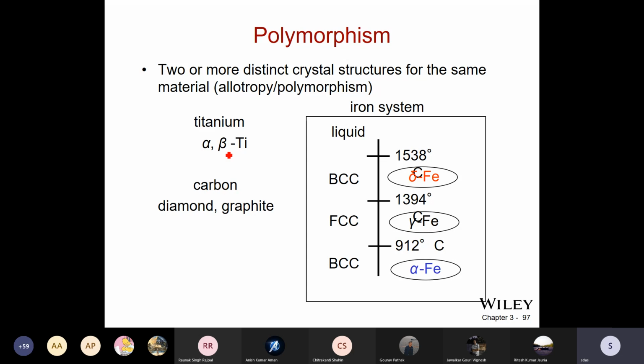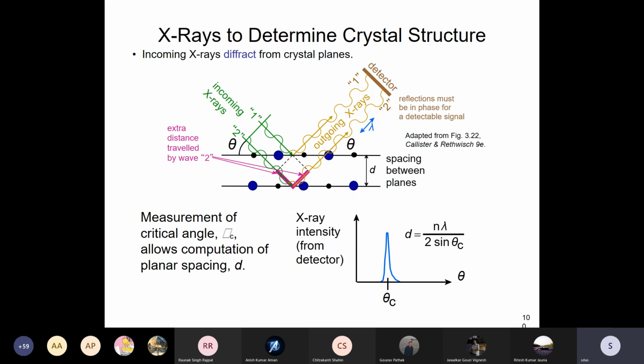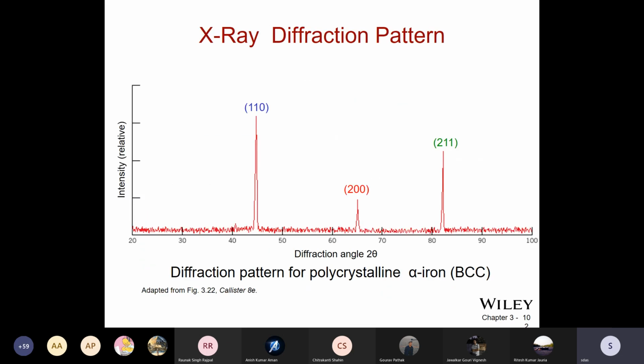Similarly, titanium has allotropic forms, alpha and beta titanium. Carbon has diamond, graphite, and so on. So these are the diffraction experiments. I will not go into it today.